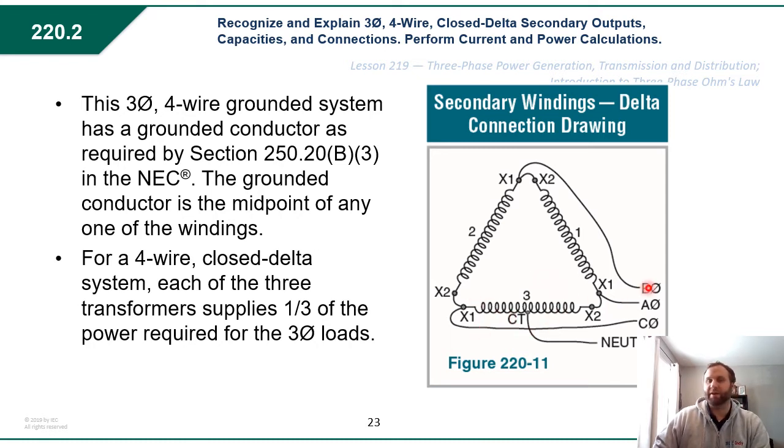And if I were to take a measurement between B and A, it would be 240. Between A and C, it would be 240. And between C and B, it would be 240, because this is still a 240 delta configuration. We've just added a fourth conductor and grounded it.